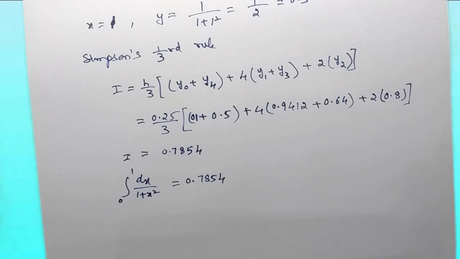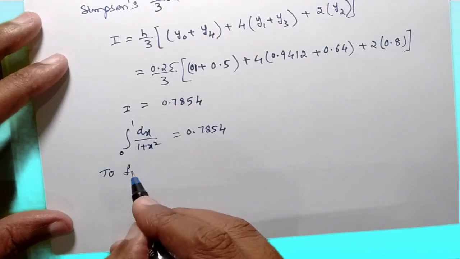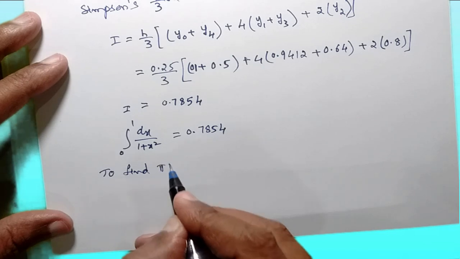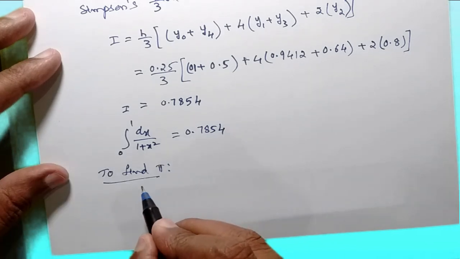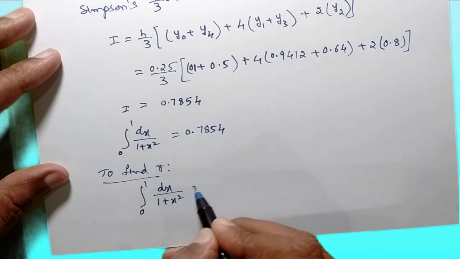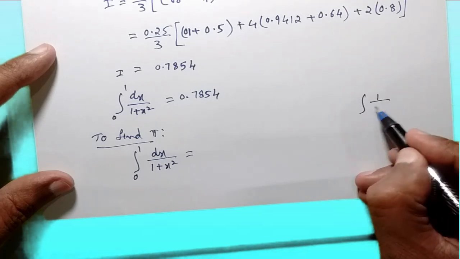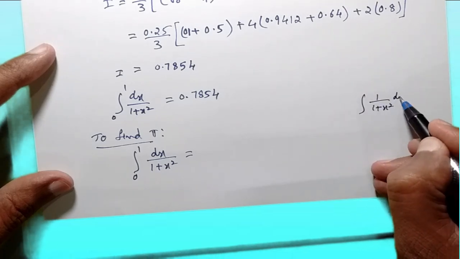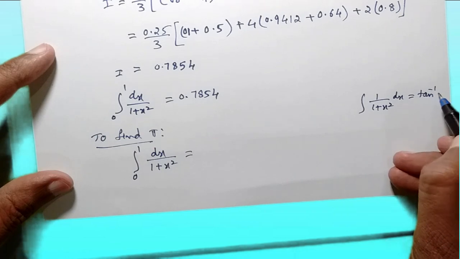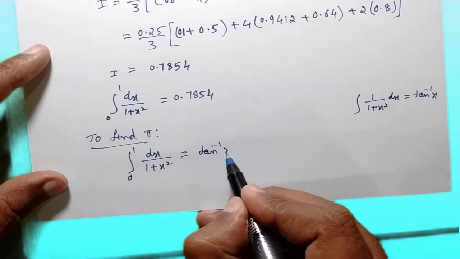Further, he has given in the question, hence deduce an approximate value of pi. So the pi value has to be calculated using this integral. To find the value of pi, we have the integral from 0 to 1 of dx by 1 plus x square. So I will use normal integration over here. What is the integral of 1 by 1 plus x square? Is it not tan inverse of x? Your standard formula. So you can write this as tan inverse of x.